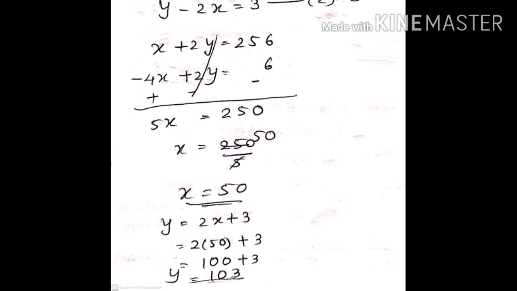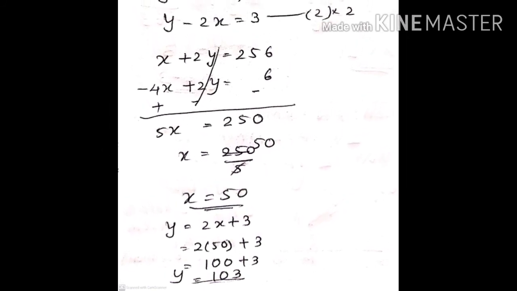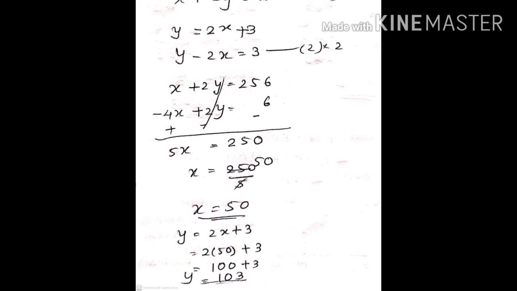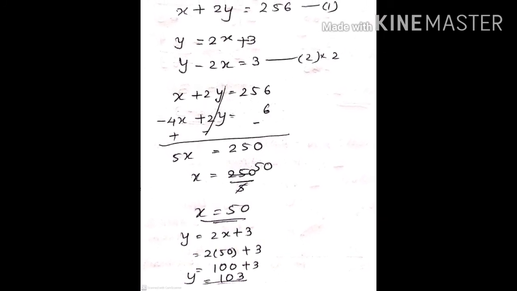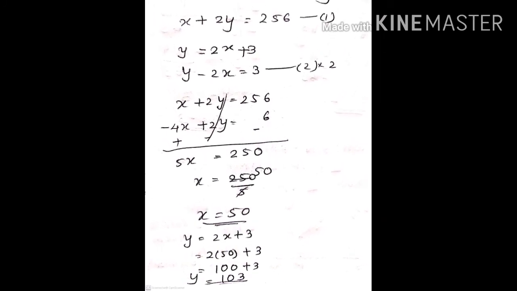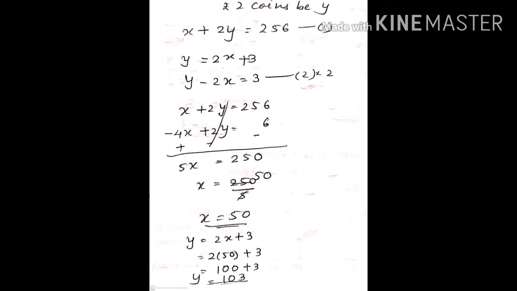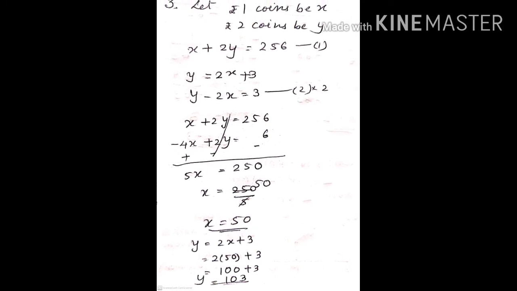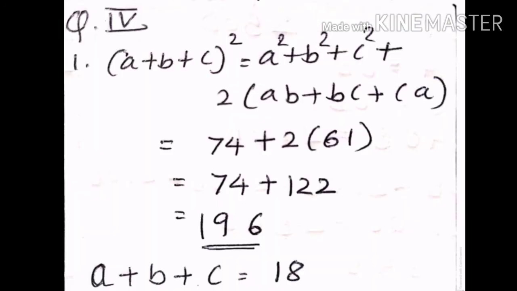So here next is question number 4, which is a find the value of a plus b plus c type of question. Here a square plus b square plus c square is given as 74, and ab plus bc plus ca is given as 61. So accordingly we will take our identity. Placing our identity, a plus b plus c whole square is equal to a square plus b square plus c square plus twice ab plus bc plus ca.